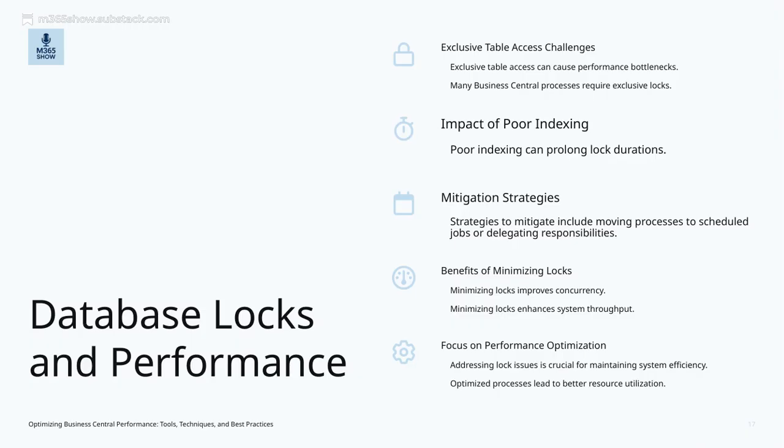Another challenge is managing exclusive table access. Many Business Central processes require exclusive locks, and if not handled carefully, these can create performance issues. That's why focusing on performance optimization is so important. Addressing lock issues ensures your system stays efficient, and when processes are optimized, resources are utilized much better. Overall, managing locks effectively is a key part of maintaining a high-performing Business Central environment.